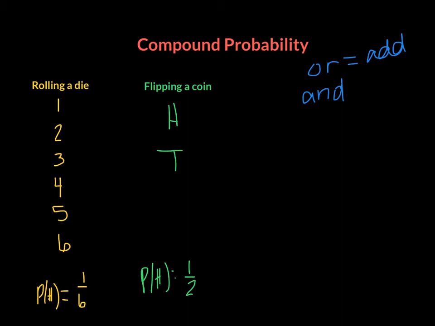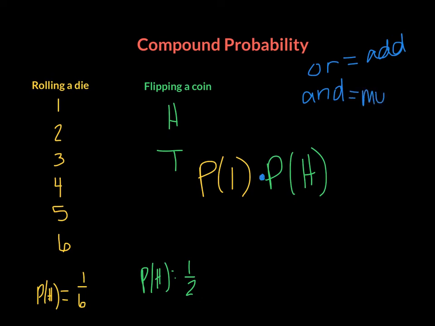And really goes with the idea that it has to be both those things. So if you told your parents that you wanted Jordans and green shoes, your Jordans would have to be green. It's a precise thing that you want. It has to have both qualities. So if I wanted the probability of rolling a 1 and the probability of flipping the coin and getting a heads, I would have to multiply these two probabilities. So and means to multiply.